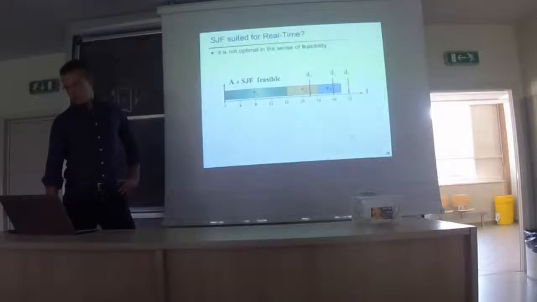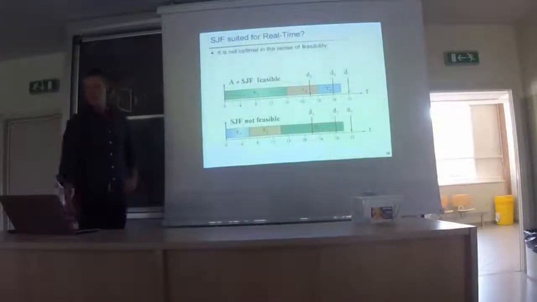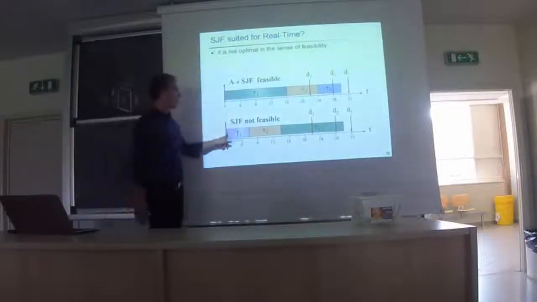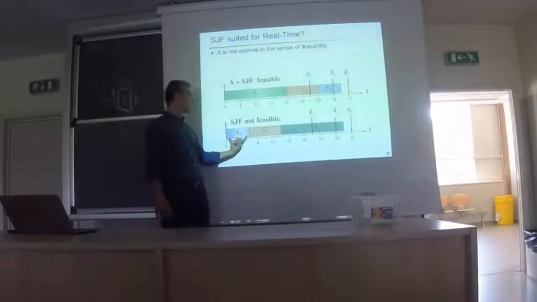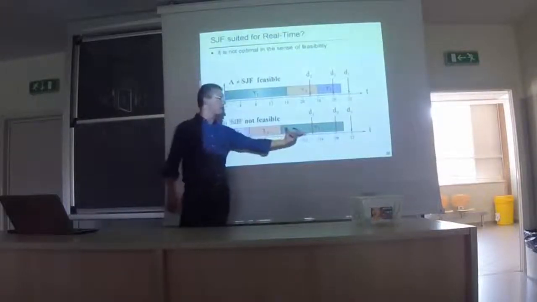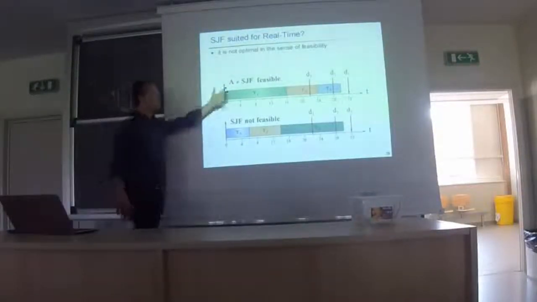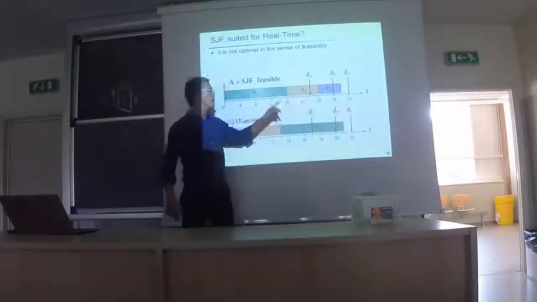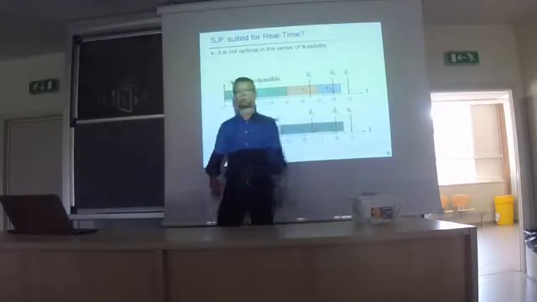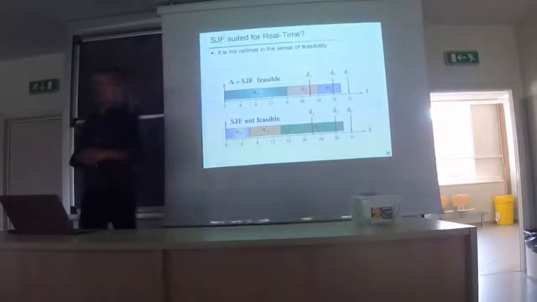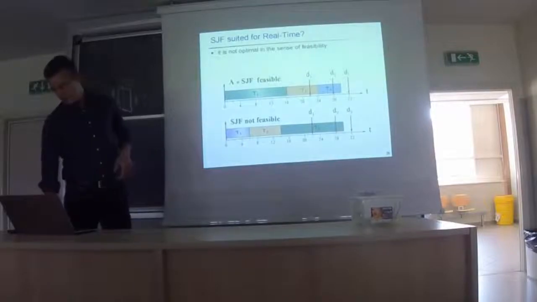Is it suited for a real-time system? No, because we have cases where scheduling according to SJF leads to a non-feasible case. Here I basically schedule first the short one, then the middle one, and then the long one, according to the SJF policy. But if we decide to use a different scheduling algorithm, we can see that the one finishes before its deadline, the two before its deadline, the three before its deadline. So SJF, again, as we said, is not suitable for real-time activities, real-time scheduling.